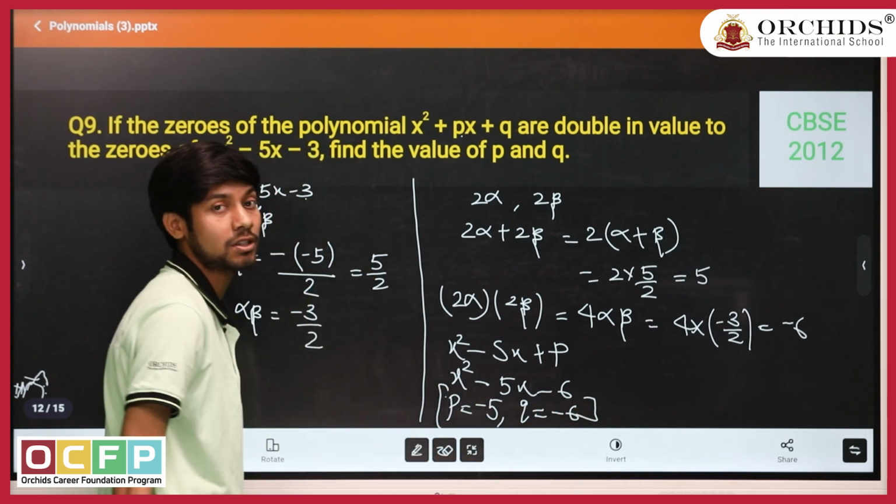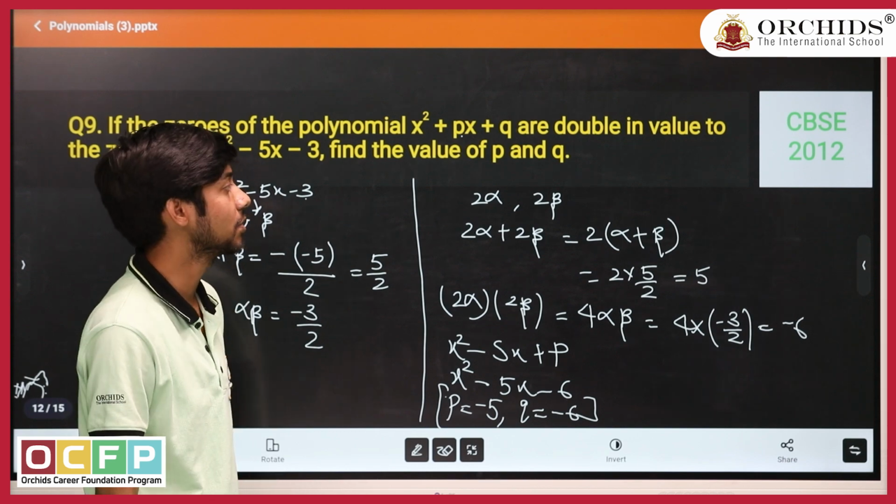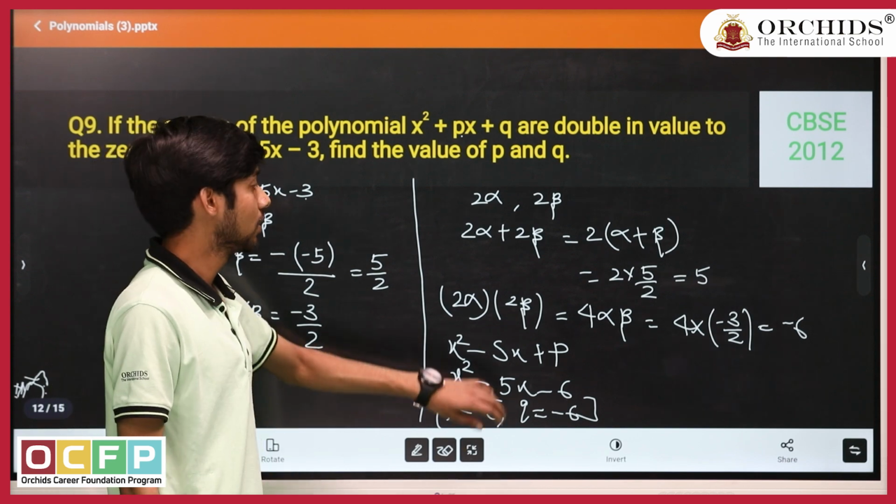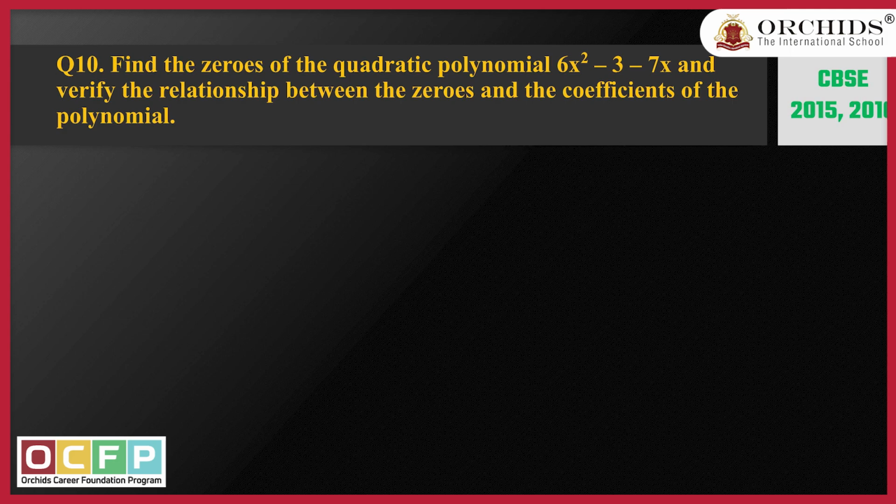This is a very good question and it was asked for 3 marks in the CBSE Board 2012 exam. Let's move with the next question.